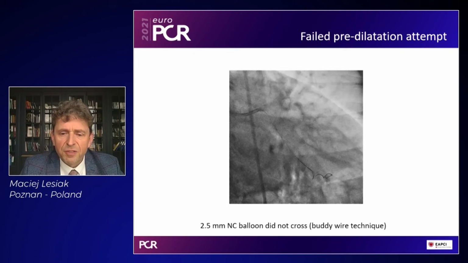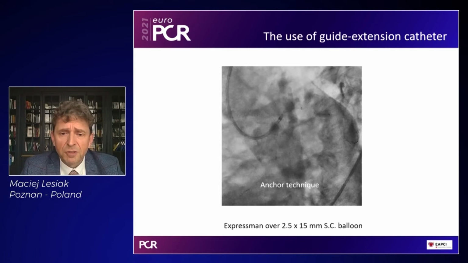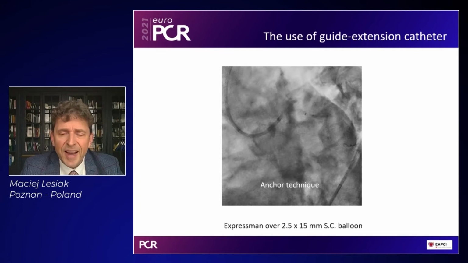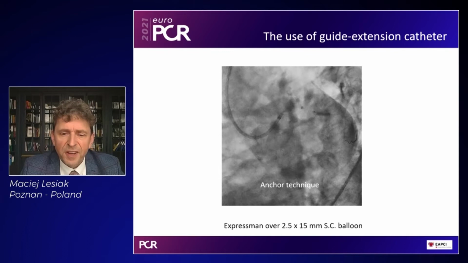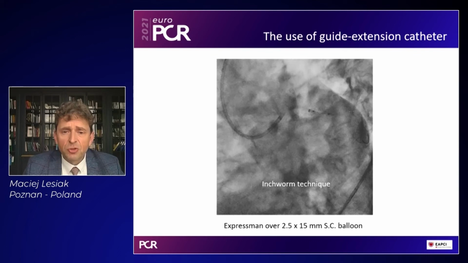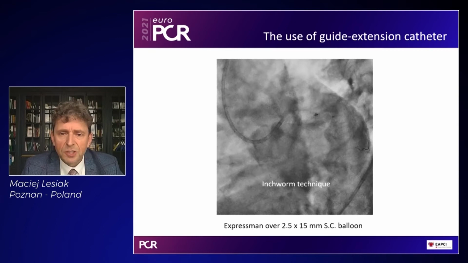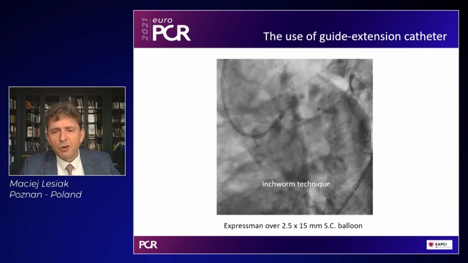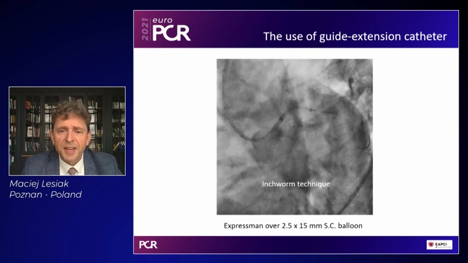But fortunately, I managed to deliver a semi-compliant 2.5 balloon, and then I could use it as an anchor. So you see, I inflated the 2.5 millimeter balloon in the distal part of the circ, and using the anchor technique, I introduced the Expressman guide extension catheter. Then to move it forward, I used a safer inchworm technique. So you see the balloon was deflated in front of the tip of the guide extension, and over the deflating balloon, I managed to move the tip of the guide extension distally to the lesion.